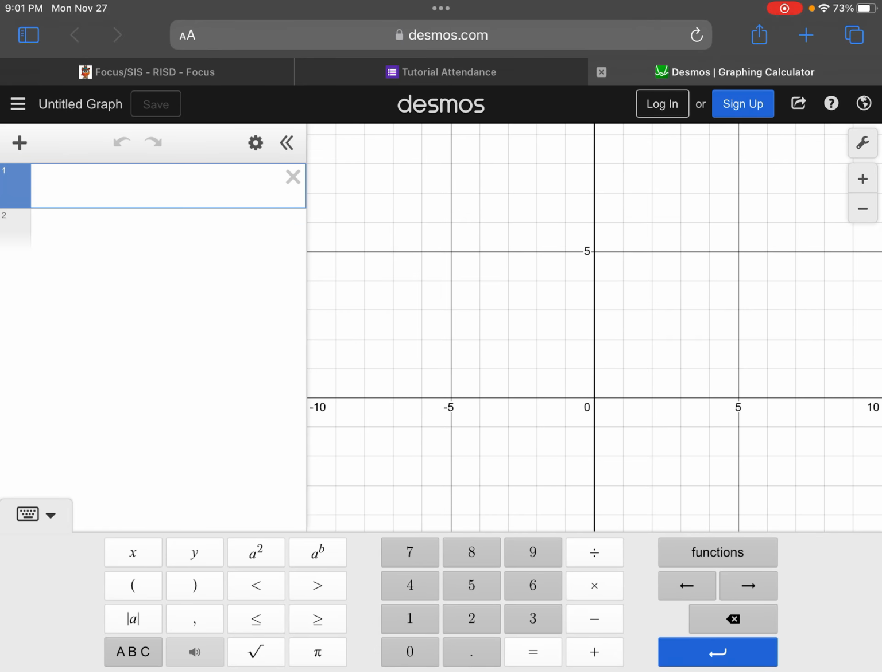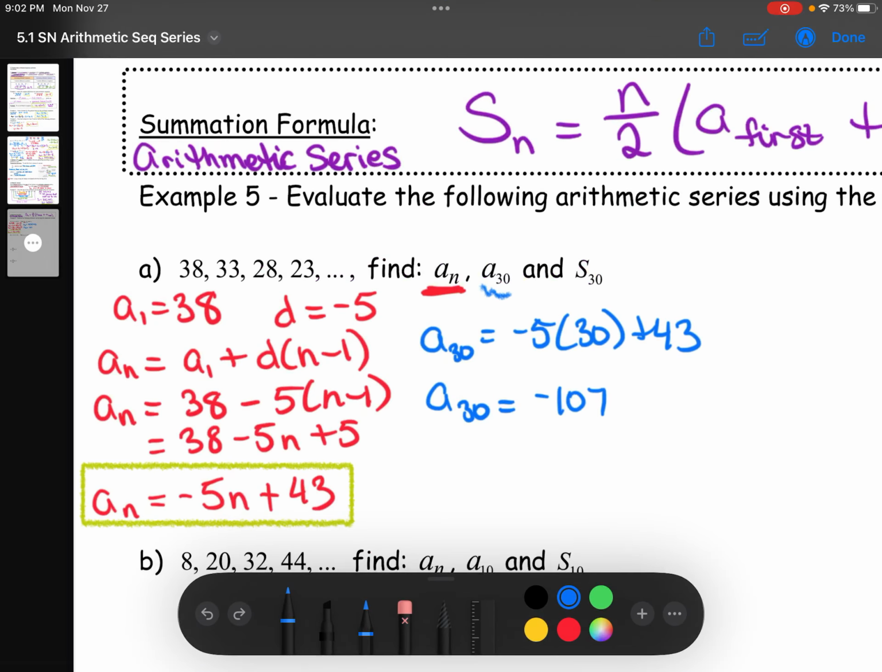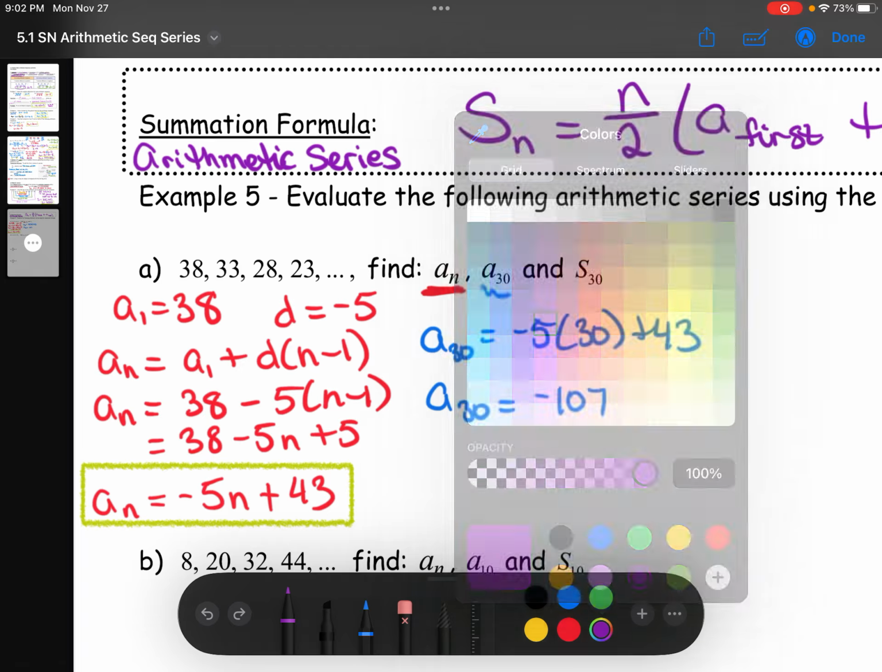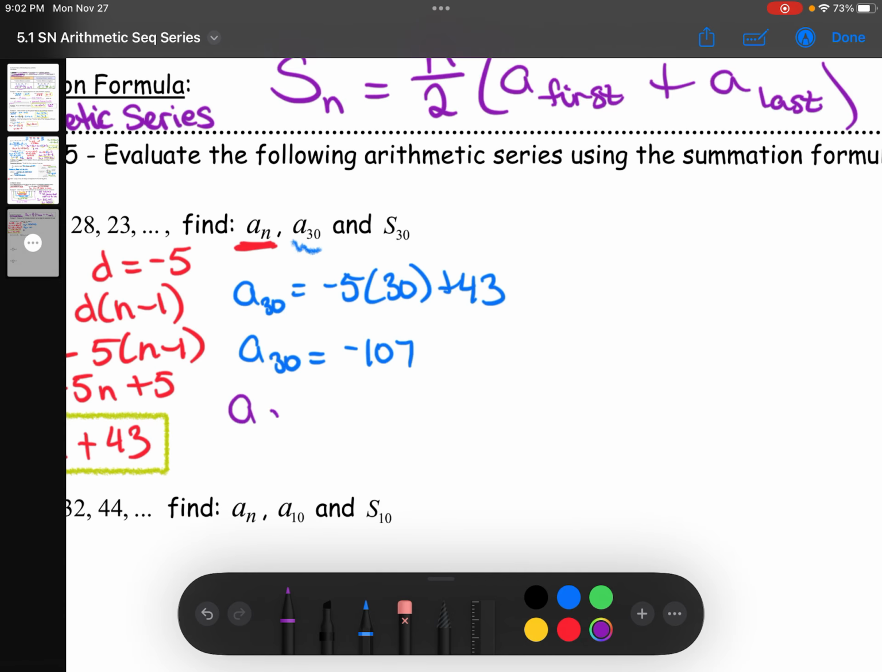Great. Okay, so that would be negative 5 times 30, the term number, plus 43. There's our negative 107 for the 30th term. Now, we need that 30th term because to find that sum, we need a first and a last. So a first is a sub 1, which was 38. A last is a sub 30, which we just found was negative 107.